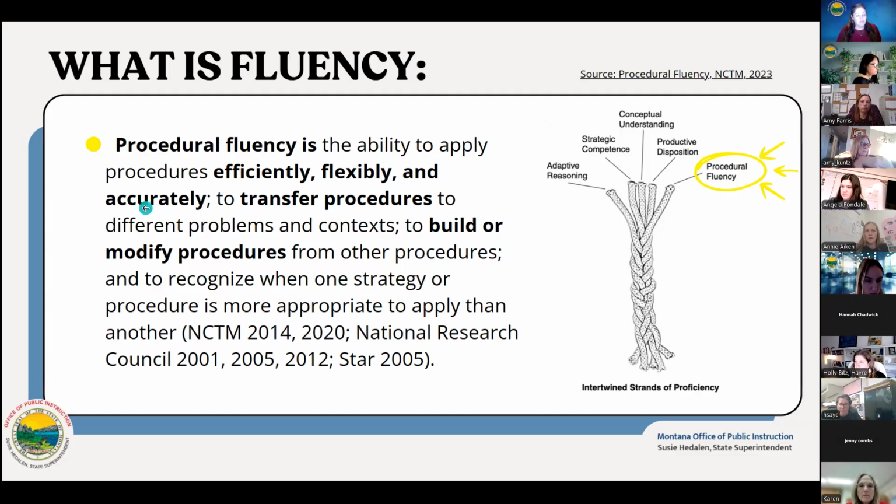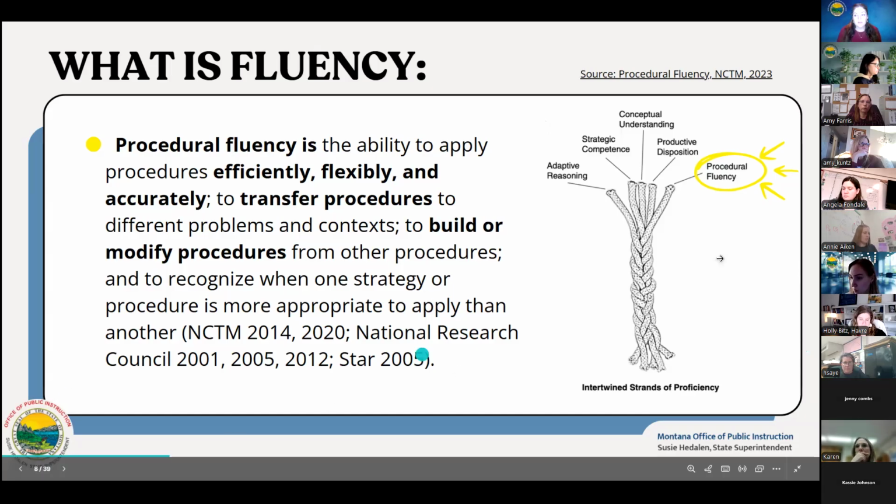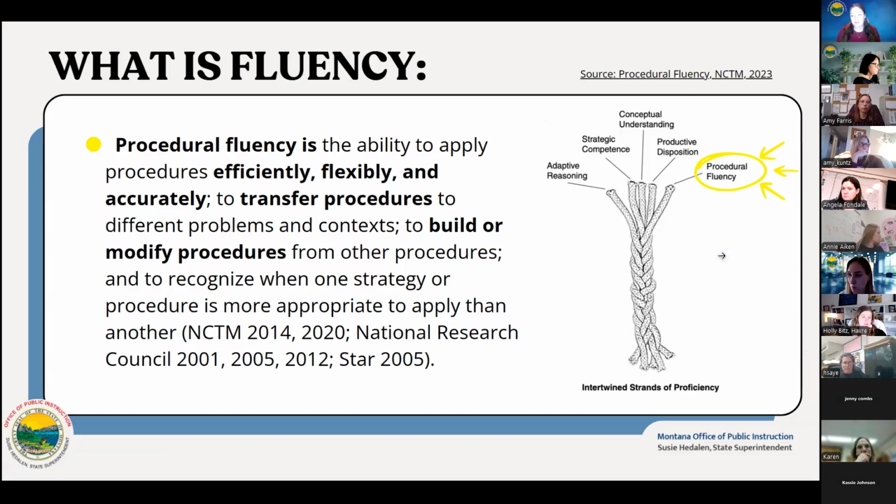Yes, so that definition, I know we have a couple people on cell phones, so I'll just read it real quick in case someone didn't get to see it. It says procedural fluency is the ability to apply procedures efficiently, flexibly, and accurately, to transfer procedures to different problems and contexts, to build or modify procedures from other procedures, and to recognize when one strategy or procedure is more appropriate to apply than the other. So those are all, in some way, shape, or form at different levels, hard for students to grasp.